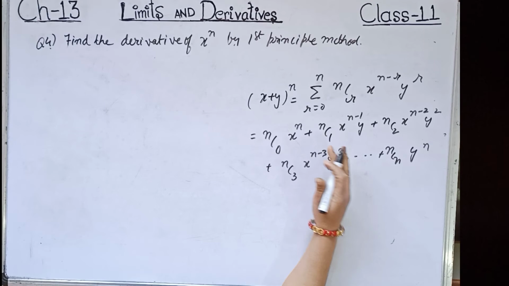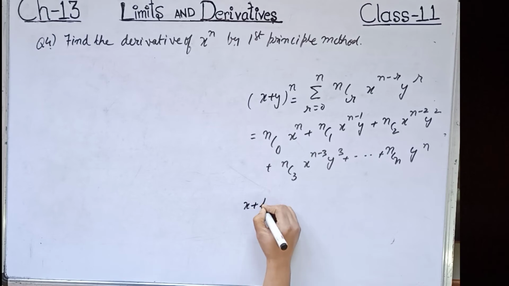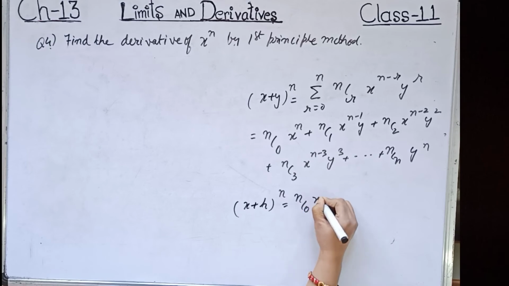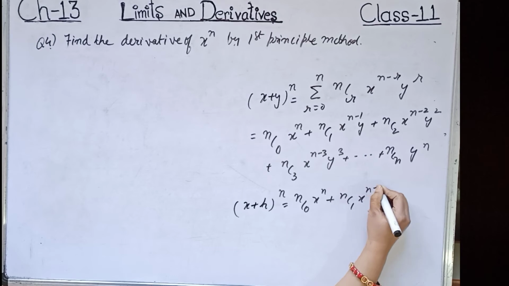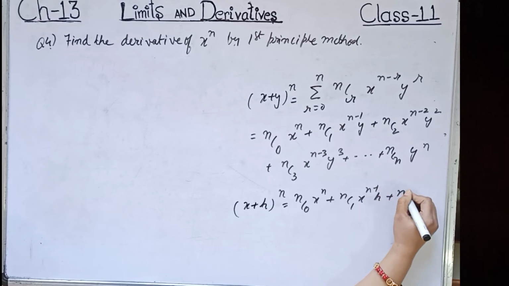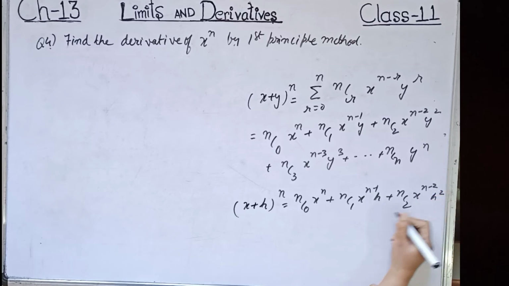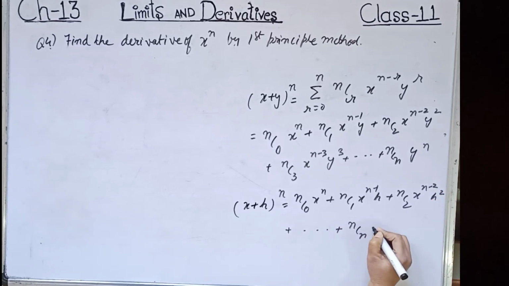So over here I have written the binomial theorem with the expansion of x plus y. Now if in place of y we write h, then (x + h)^n will become nC0 x^n plus nC1 x^(n−1)·h plus nC2 x^(n−2)·h² plus so on up to nCn h^n.